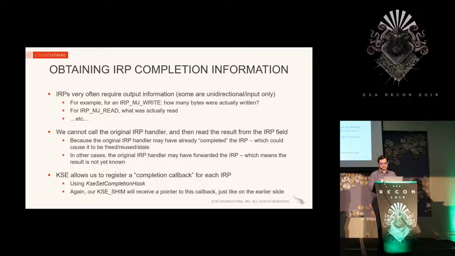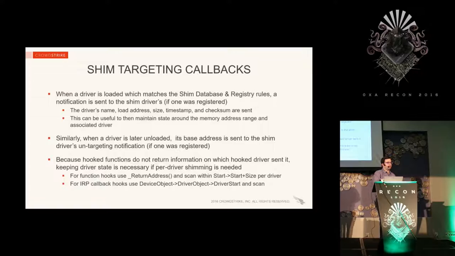The other thing I mentioned you get is two callbacks, the shim targeting callbacks. And so whenever a driver is actually going to be shimmed by you, you get a notification from KSC saying, you are now shimming this driver. And you get the name of the driver you're shimming, its load address, its size, its timestamp, and its checksum. And when a driver is unloaded, you get the same information back telling you this driver that you were shimming before is now gone. And so what's interesting now is with this information, you can basically build yourself a memory map of, okay, from here to here, this driver is here. From here to here, this other driver is there. From here to here, I've got another driver.